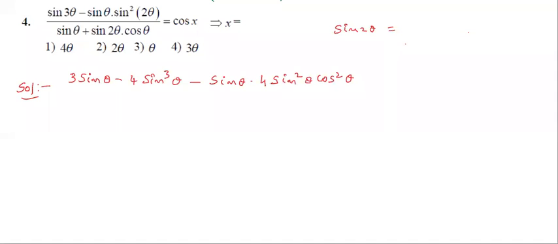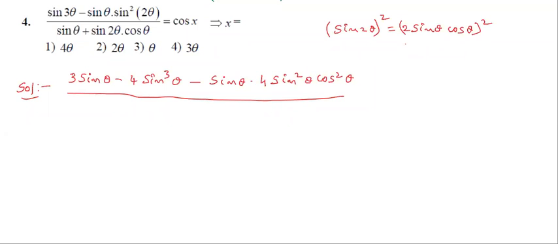2 sine theta cos theta. If it is there as a whole square, here also the square will come or not? 2 square means 4 sine square theta cos square theta. Go to the denominator. What is there in the denominator? Sine theta plus, again sine 2 theta is there. Formula 2 sine theta cos theta into cos theta.